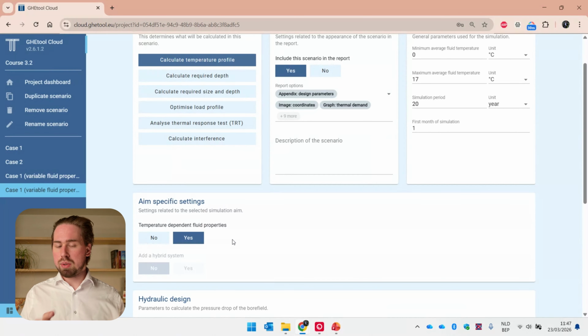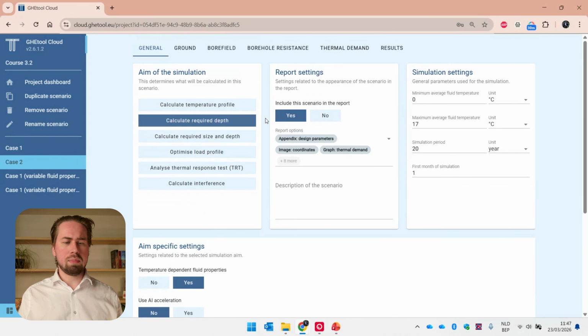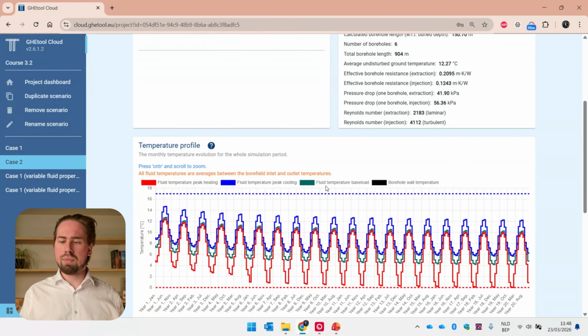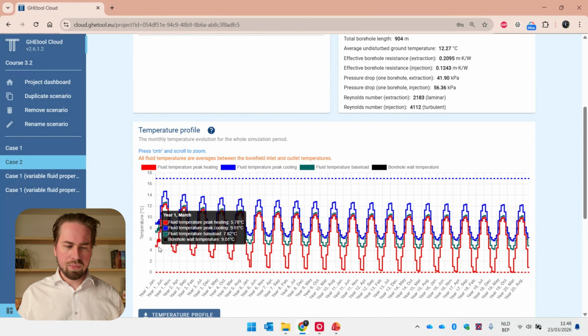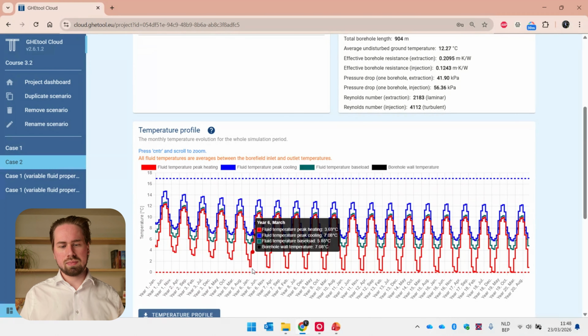Now, just having temperature dependent fluid properties can also give you another interesting phenomenon. So let's go to case 2, where we calculate the required borehole depth. We'll come back to that later in this course. But if we jump to our results step, we have a temperature profile like this, which looks extremely strange at first sight. And so we have our downward going temperatures here, and then suddenly there is a drop.